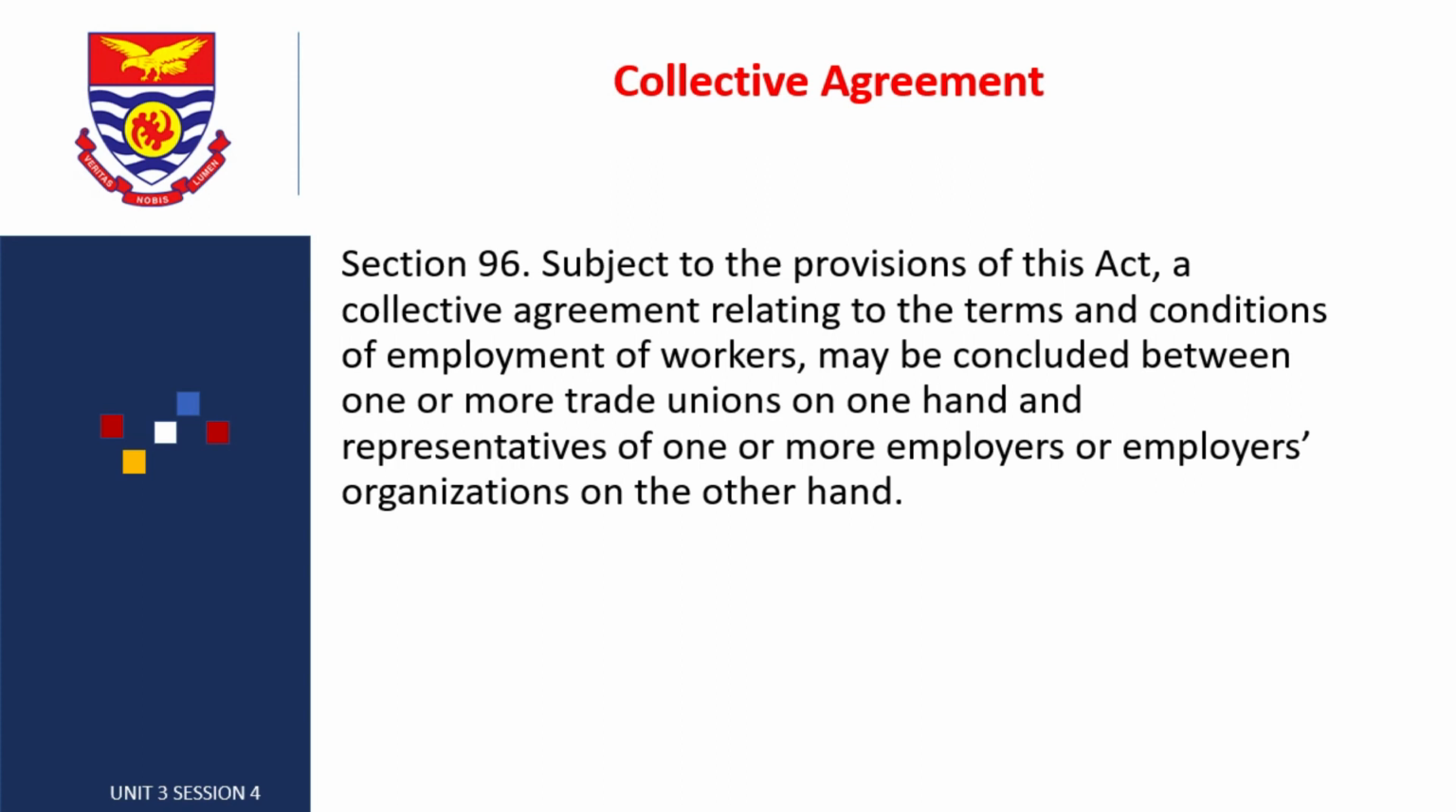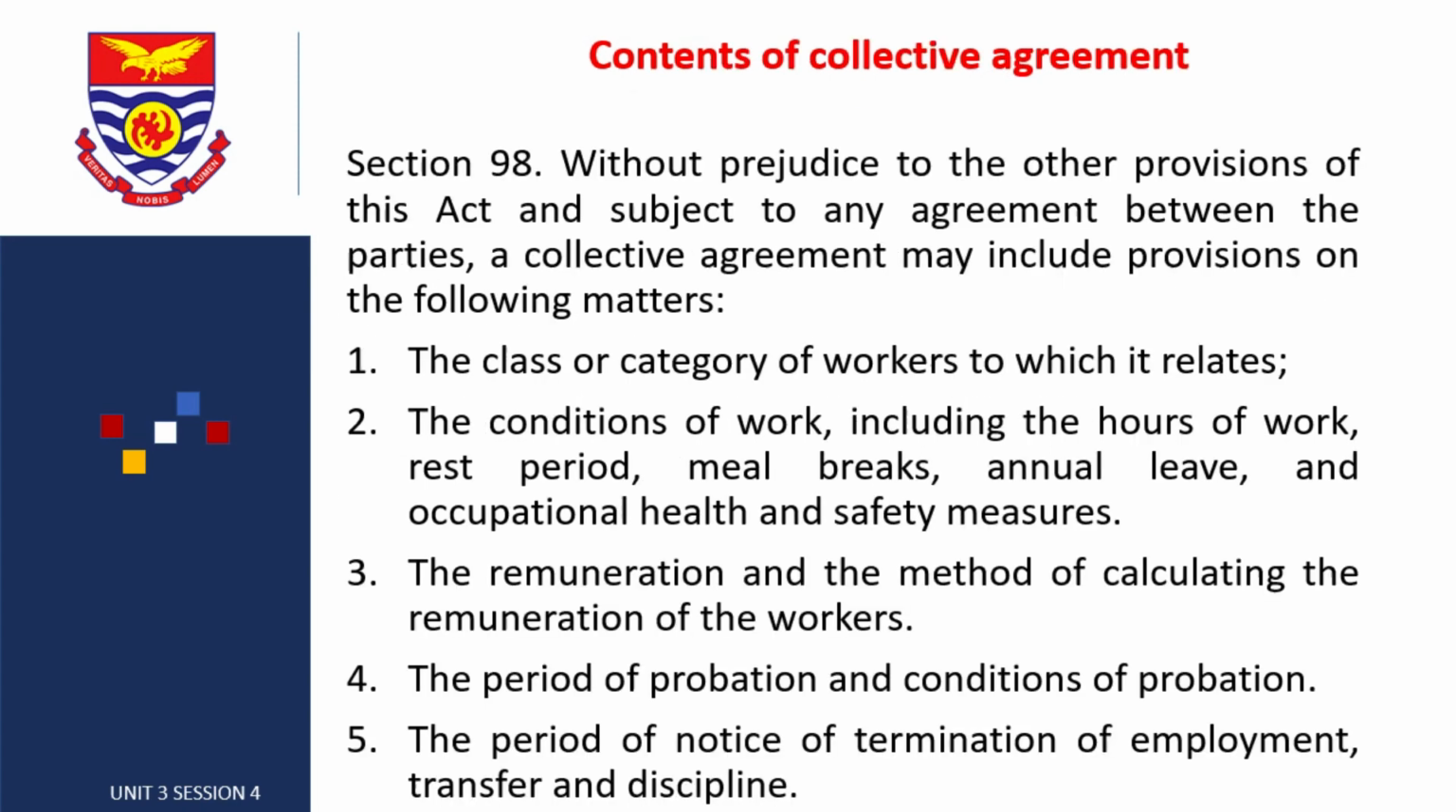So it's basically the agreement that relates to the terms and conditions of employment of workers. The result or outcome of the collective bargaining is what? Collective agreement. So the outcome of the collective bargaining is the collective agreement. And this is what is signed by the various representatives of the employers' organization, the employees' organization, and the government, of which the government serves as a third party or a witness to that particular agreement.